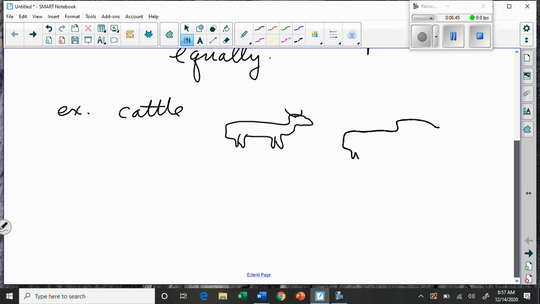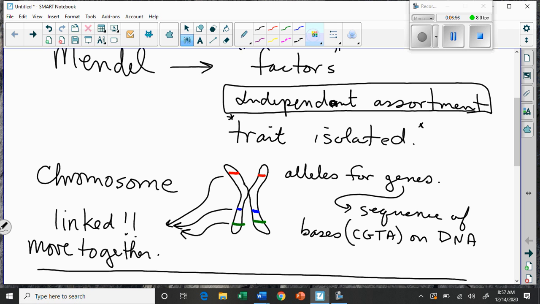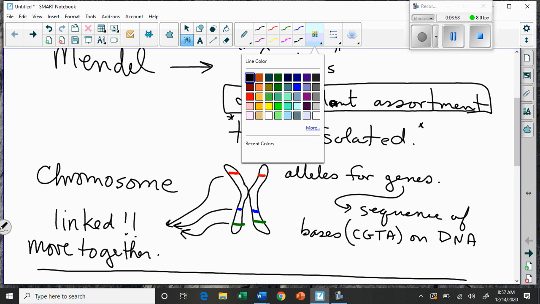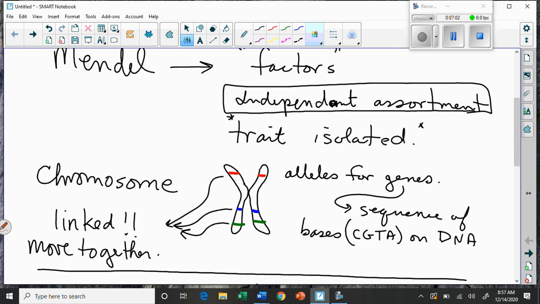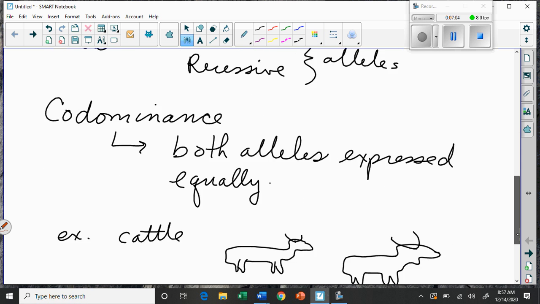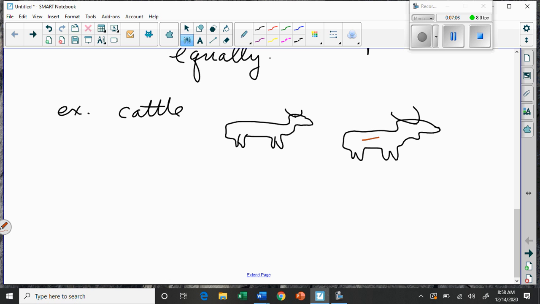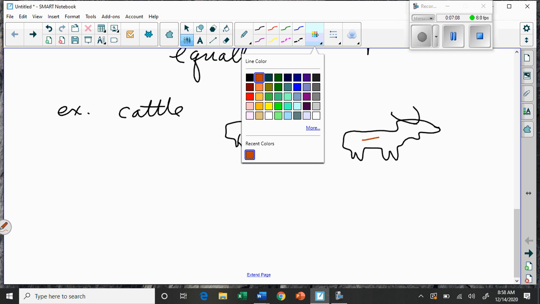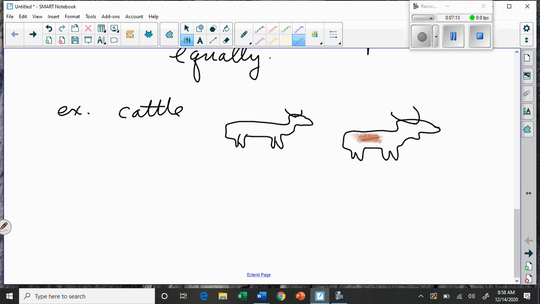Oh, this cow has a big head and very little legs. There's the brown cow. Color them in brown. Expressed equally. For some reason, I can't get my brown color. Okay, here we go, brown. Thank you. Jumps around on me. So let's color in the rest. Good enough. Let's color this guy in brown.